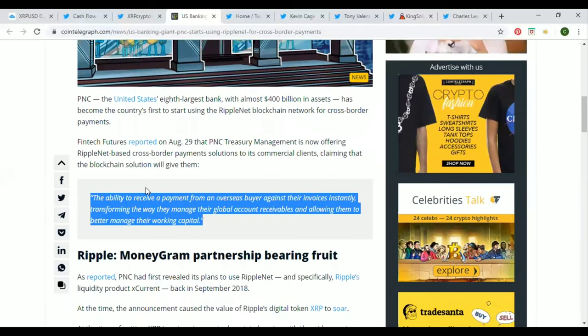I'm going to go ahead and click into it. So it pretty much says what's going on. But the reason that they jumped on board is the ability to receive a payment from an overseas buyer against their invoices, instantly transforming the way they manage their global accounts receivable and allowing them to better manage their working capital. You know, just that alone excites banks. And if that's helping banks out, that's going to help them out in the long run getting more clientele. So that's a good reason for them to jump on board. And this actually might start pushing them up to probably seventh or sixth place just because they're the first to get on board with it, but you never know.